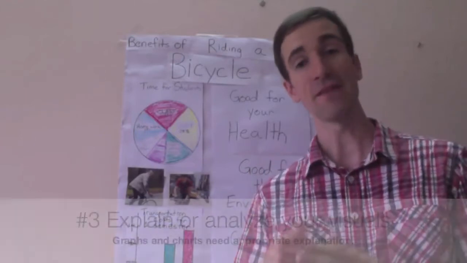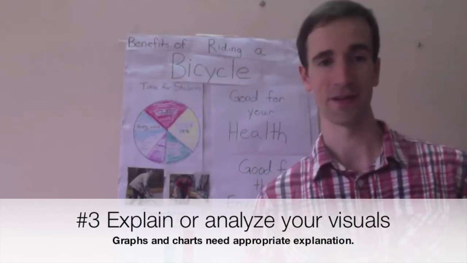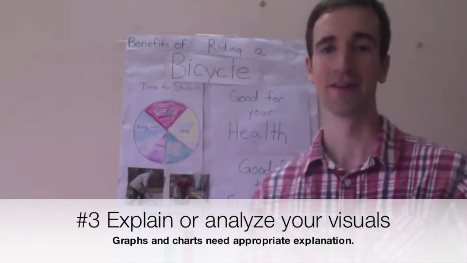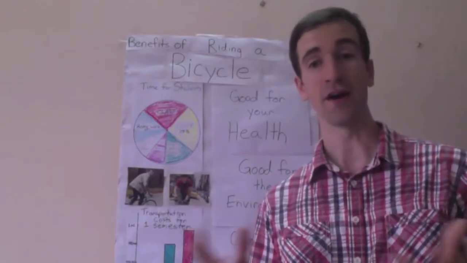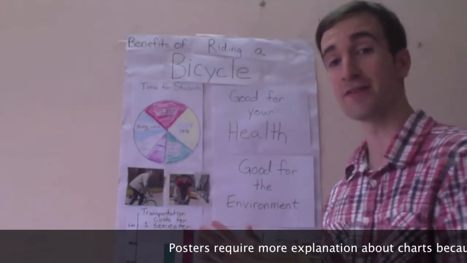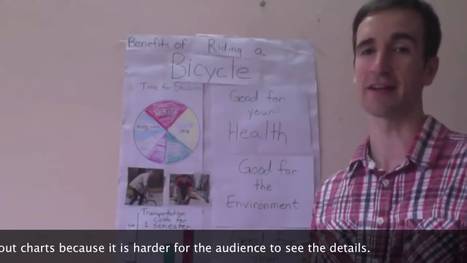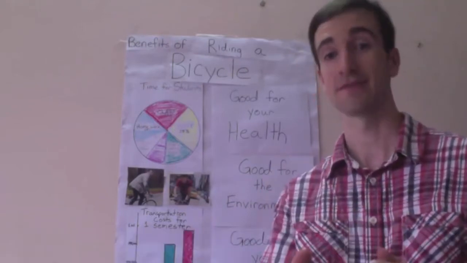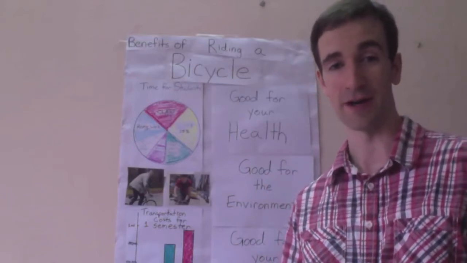Now the third point is, after you've introduced your visual, you need to explain some more about it, okay? It's not enough to just put a chart or a graph on your poster or on your PowerPoint. You need to give an analysis of it so that the audience can understand it. On a poster especially, it's really hard to make a chart or graph big enough for everyone to see the details exactly. So that means that you need to explain and analyze the graph so that the audience can know exactly what you're talking about.